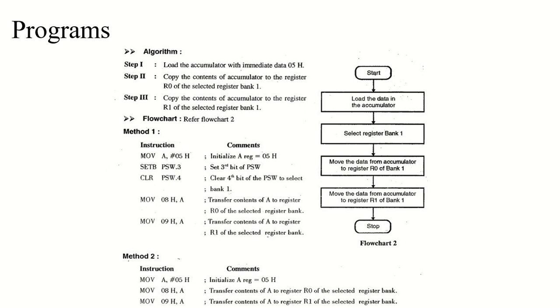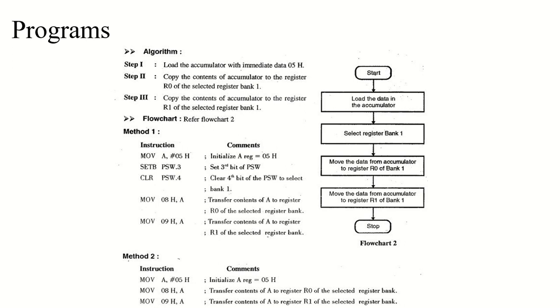Again, what will be the algorithm and what will it look like here? So first we will load the accumulator with immediate data 05H. In the next step, we will copy the content of accumulator to the register R0 of selected register bank. In the third step, we will copy the content of accumulator to register R1 of the selected register bank. That is so simple, right? And the flowchart of the same will be visible on the right hand side, as you can see.